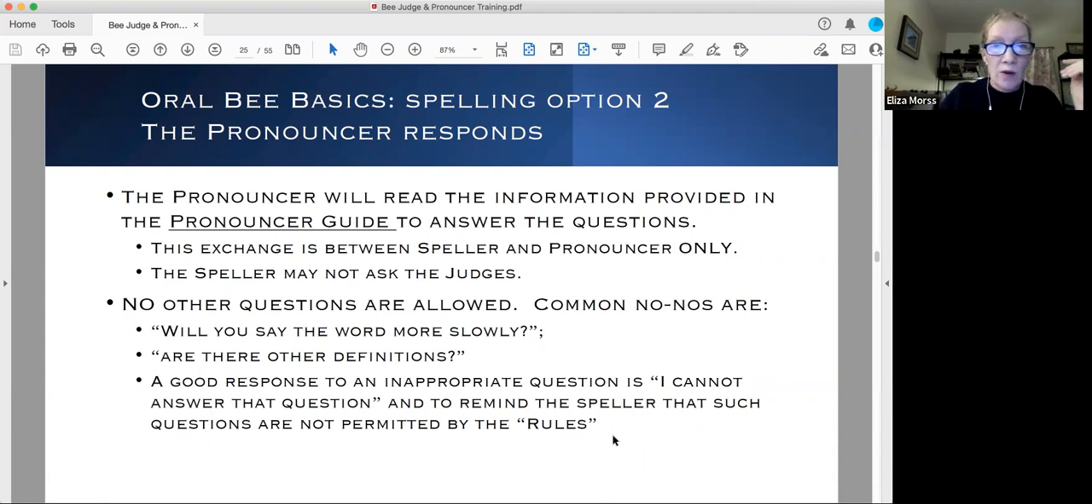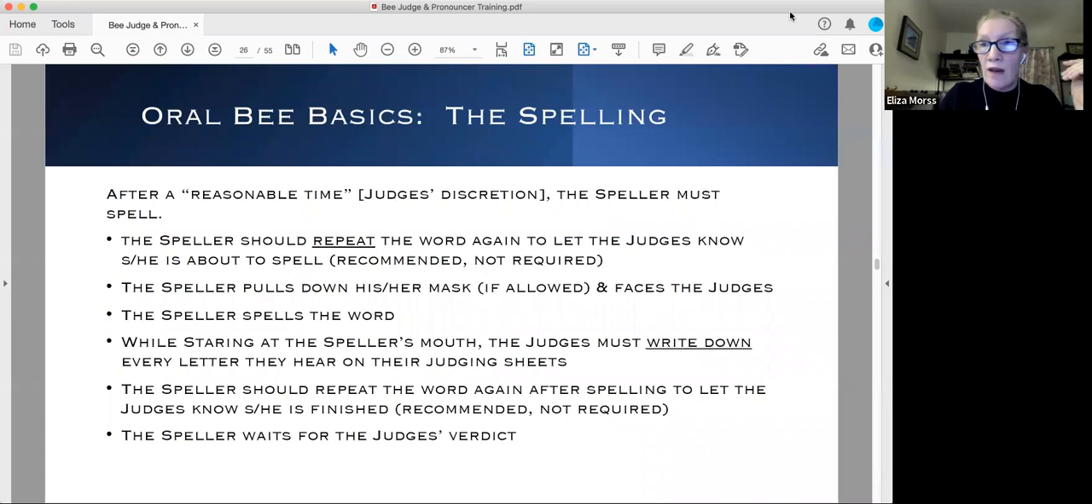So as I said, the pronouncer responds. And now you have the spelling. After a reasonable time, at the judge's discretion, the speller's got to spell. The speller should repeat the word again to let the judges know he or she is about to spell. It's recommended, not required. Speller pulls down his mask.